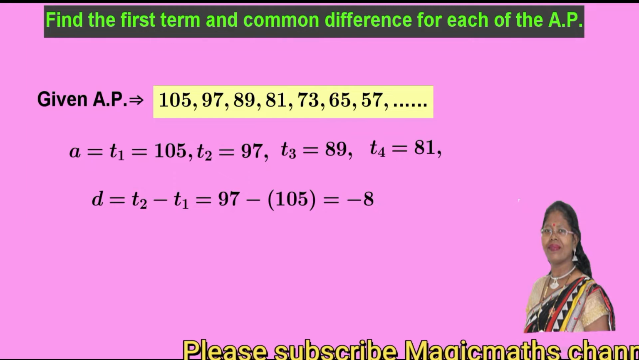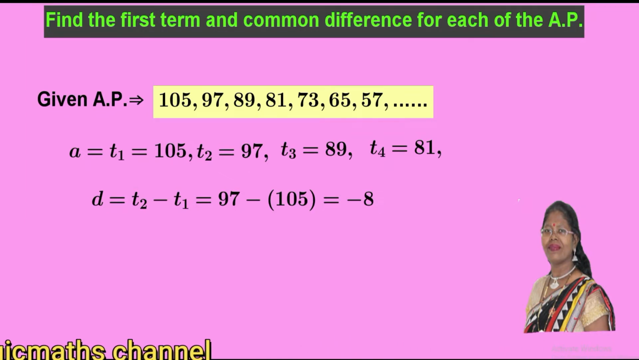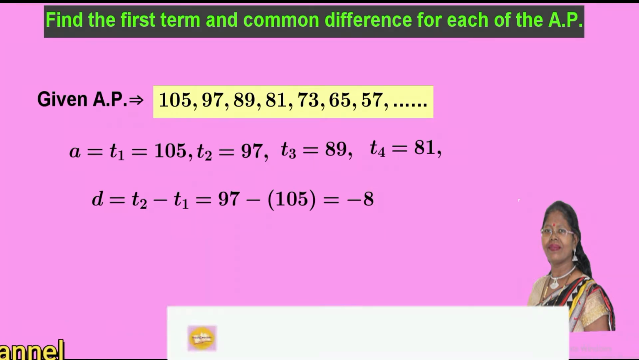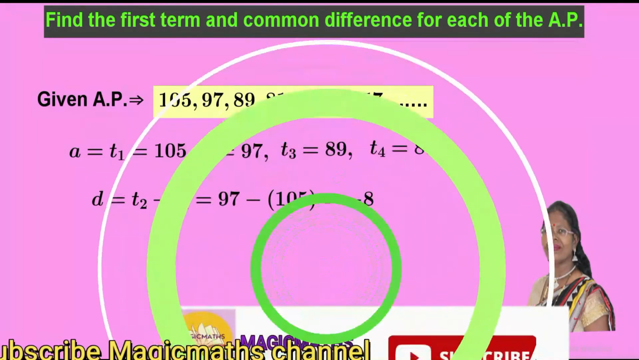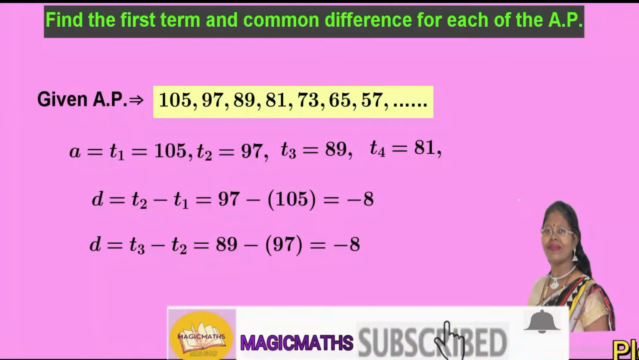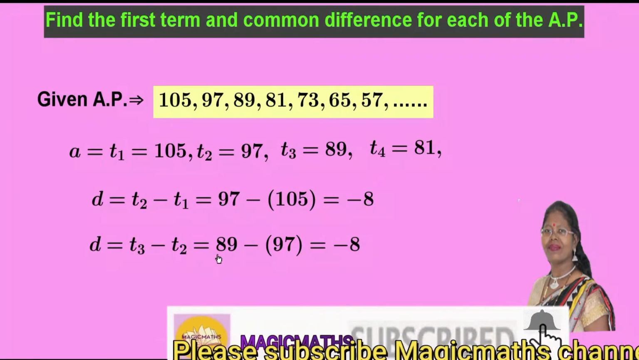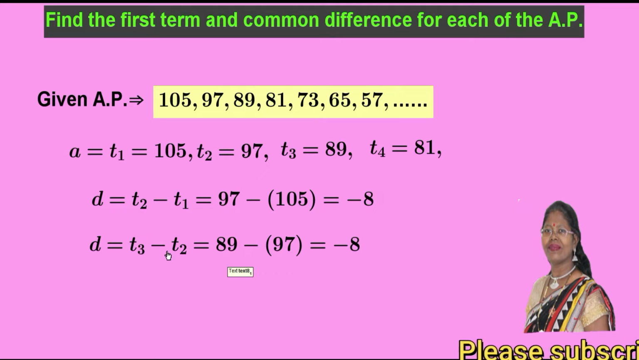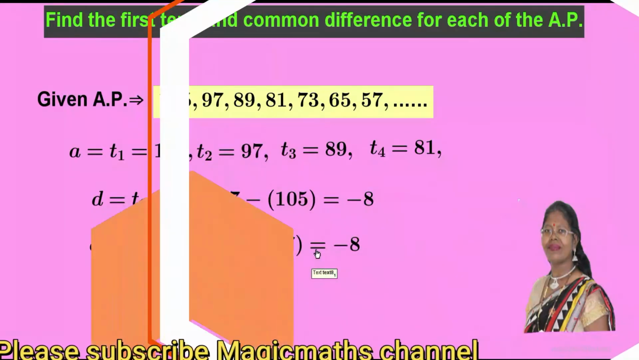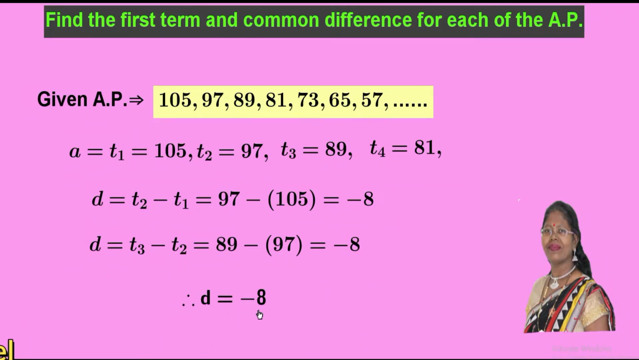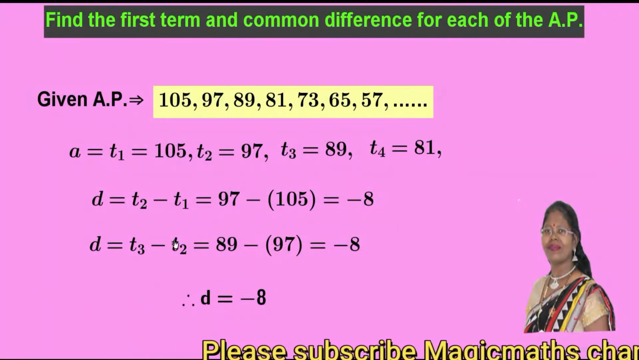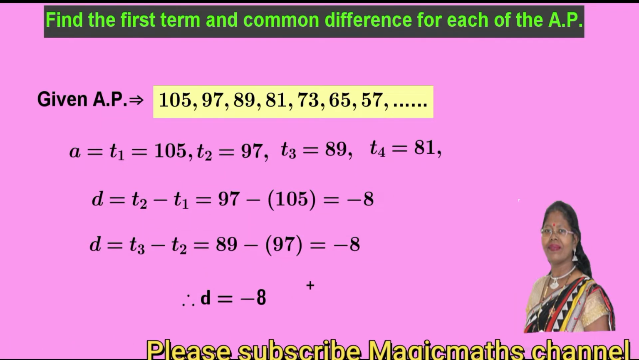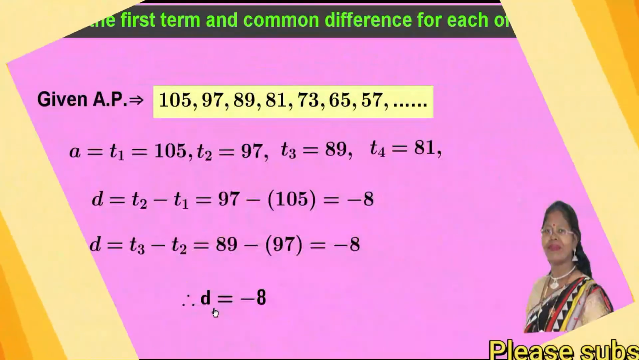Therefore, the difference D is equal to T2 minus T1, which is 97 minus 105 is equal to minus 8. D is equal to T3 minus T2 is equal to 89 minus 97, the value of T3 minus the value of T2, is equal to minus 8. Therefore, D is equal to minus 8. In this way, we find the first term, that is A is equal to T1 which is 105, and the common difference for the AP is minus 8.